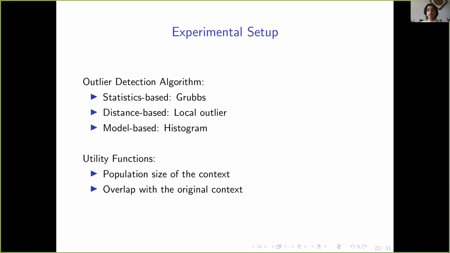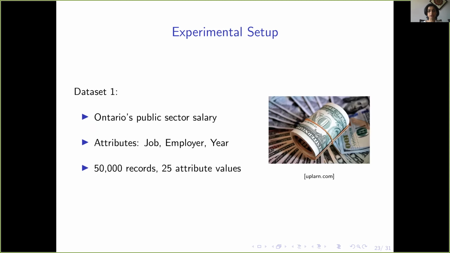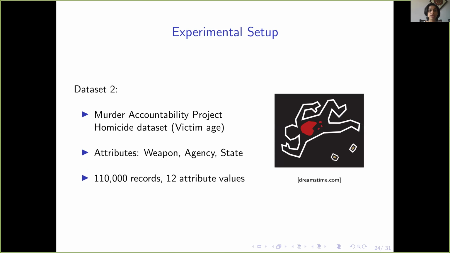The first one means that the bigger the population size is, the more it shows the significance of an outlier, and that's what we are looking for. The second one says that we have a particular context in mind, and the more overlap an alternative context has with the original one, the more desired it is. We looked into two data sets for our experiment: Ontario's public sector salary data with attributes of job, employer, and year, with 50,000 records and 25 attribute values in total. And the Murder Accountability Project's homicide data set with attributes of weapon, agency, and state, with 110,000 records and 12 attribute values.